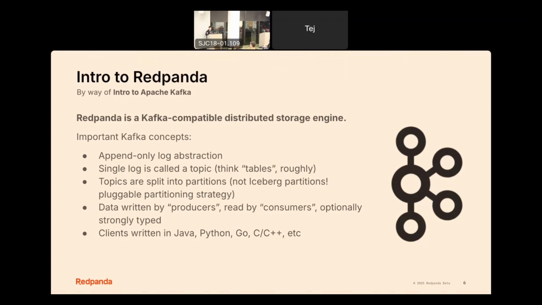In Kafka, data is written by producers and read by consumers, and the data is optionally strongly typed, and I'll go into that in a later slide. And there are Kafka clients available, written in most popular languages, but some of the common ones are Java, Python, Go, and C++.